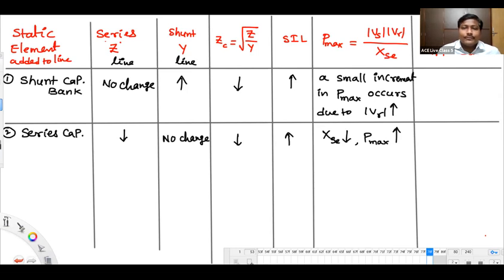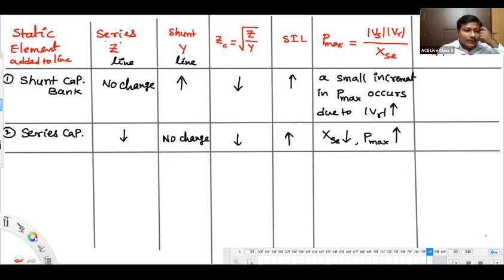Okay, right. Next, the third one: shunt inductor, or you can write it as shunt reactor placement. Series Z, what will happen? Series impedance, almost no change, because it is a shunt element. A shunt element means the series element will be almost the same.